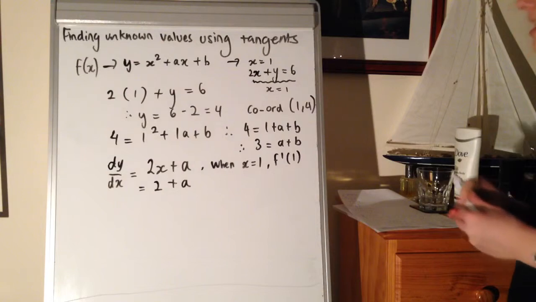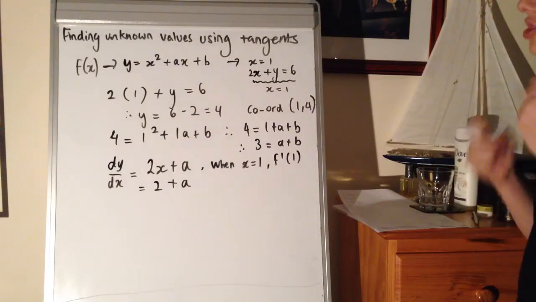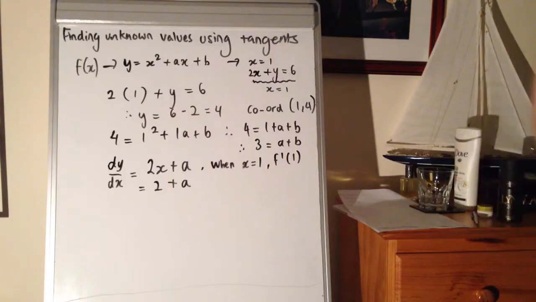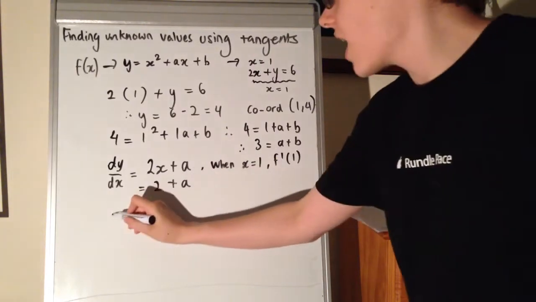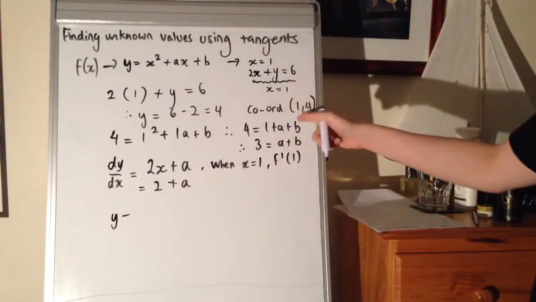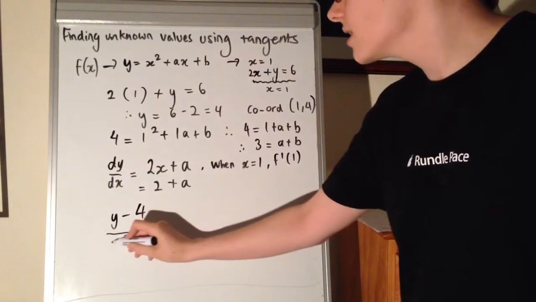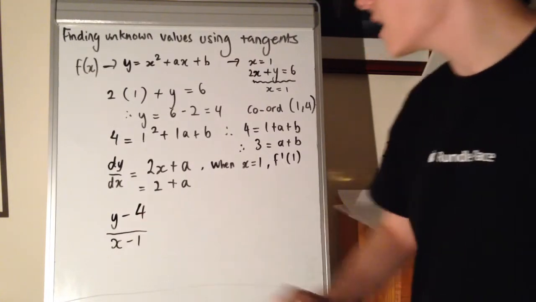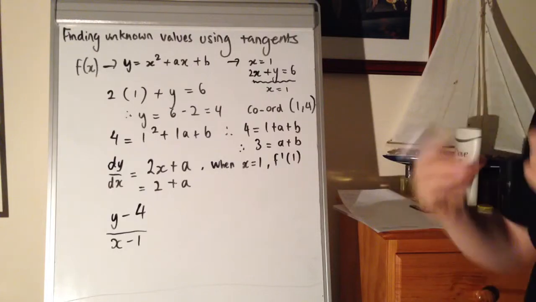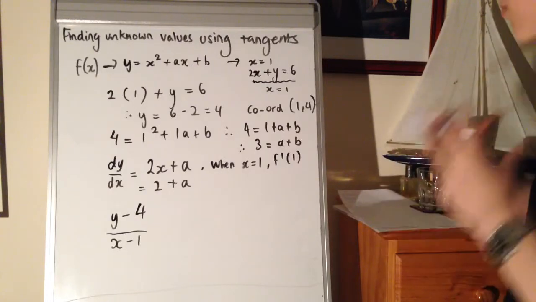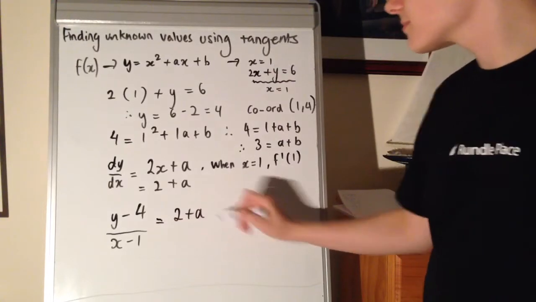So what we can do is format this in the form of the equation of the tangent, the general form of the equation of a tangent, and rearrange accordingly. In order to do this, we take the y coordinate, which we know is 4, so we end up with y take 4, and on x take 1, because we know the x coordinate is 1. It's always x take the x coordinate and y take the y coordinate, equals 2 plus a.